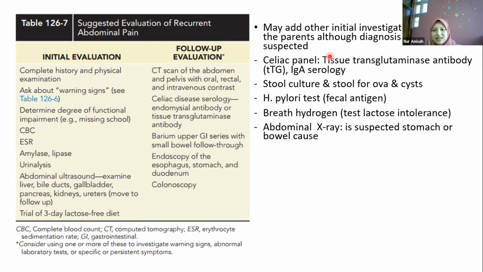There are also other additional initial investigations to reassure the parents, although the diagnosis of FAP is already suspected. For example, a celiac panel, because patients with FAP have a higher risk, about 4 times, of having celiac disease. So we can do TTG or IgA serology, stool culture, or stool for ova and cyst. For Helicobacter pylori in PUD, we can do fecal antigen for Helicobacter pylori. And like the doctor mentioned before, for lactose intolerance, the hydrogen breath test. And if we suspect any stomach or bowel cause, we can do an abdominal X-ray.